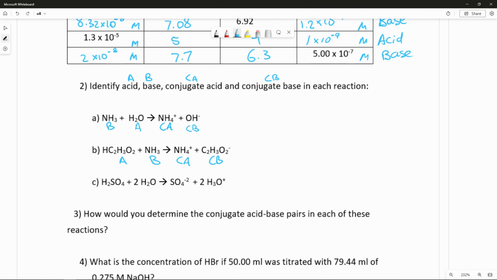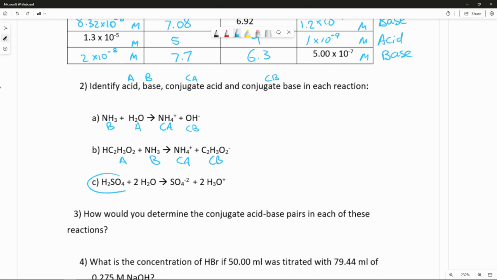Third one, H2SO4 and 2H2O produces SO4 and 2H3O. Just real quick, we know H3O just basically means it's a proton. This is called hydronium. It's another way of just writing H plus. You don't really need this, but it's good to know.